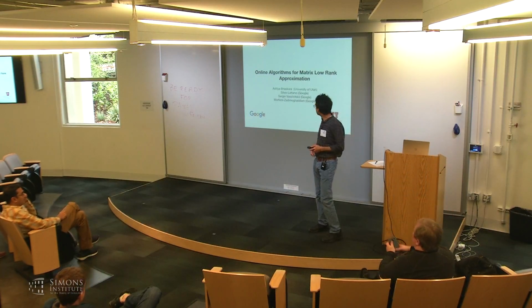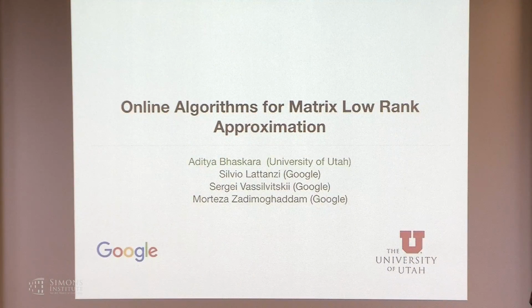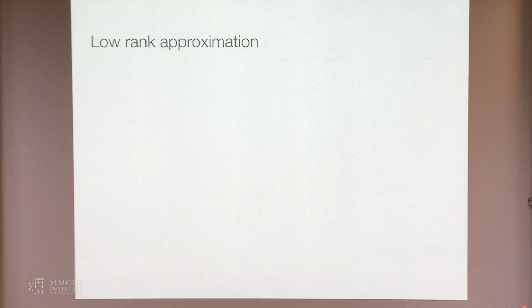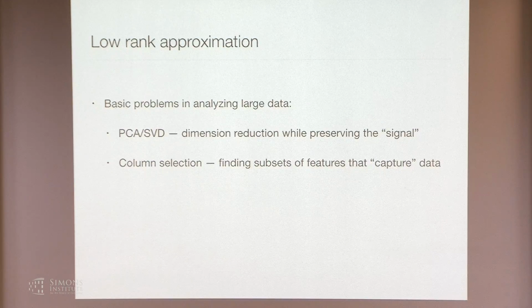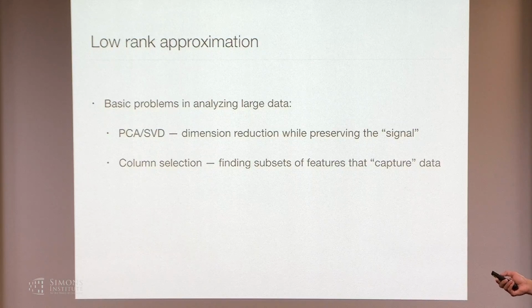I'm going to talk about online algorithms for low rank matrix approximation problems. So we all know what low rank approximation is. These are some very basic problems in analyzing large data sets. In this talk, we'll consider two problems. One is PCA or SVD. For the purposes of this talk, I'll treat them both as the same. It is usually used in applications where you want to do dimension reduction while preserving the signal.